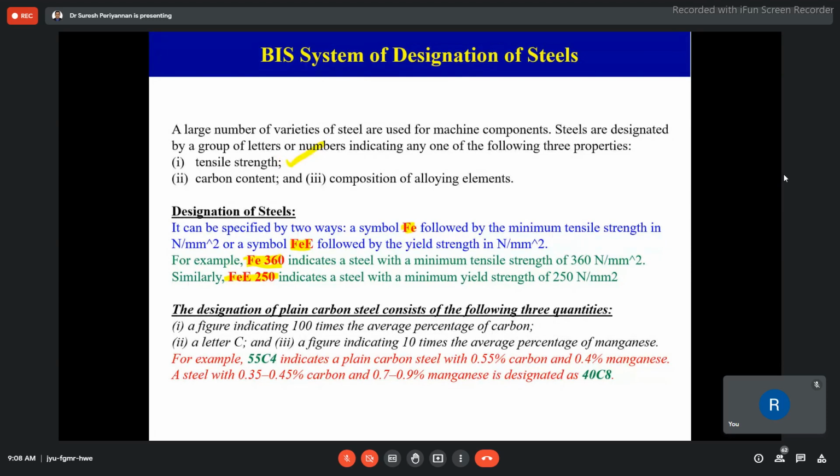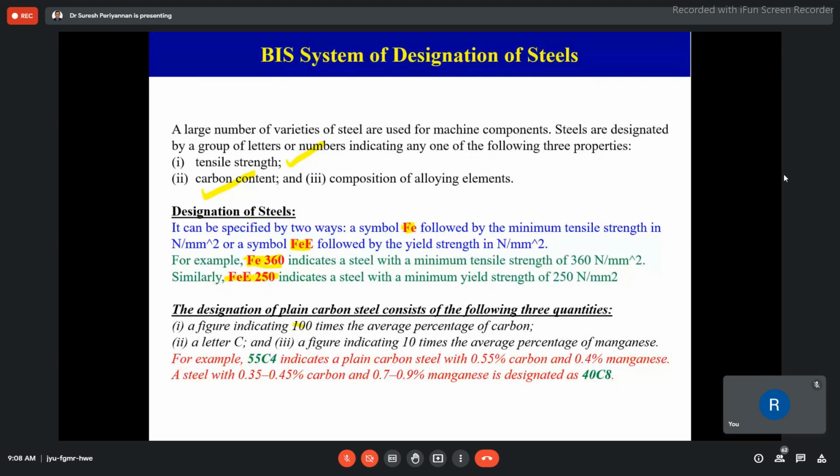Now we are going to consider plain carbon steel. Now we are going to consider carbon content. Based on the carbon content, how are we going to designate the steel? Now we are going to follow some procedure. The first step, a figure indicating 100 times the average percentage of carbon, and a letter indicator C, in the designation. Now listen here, you can understand clearly. Very easy. This is not a difficult one.